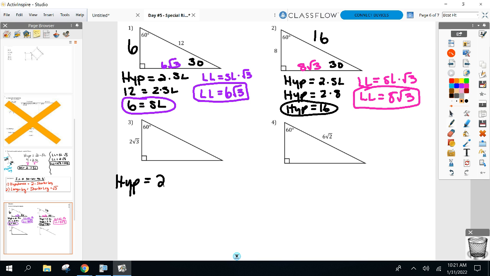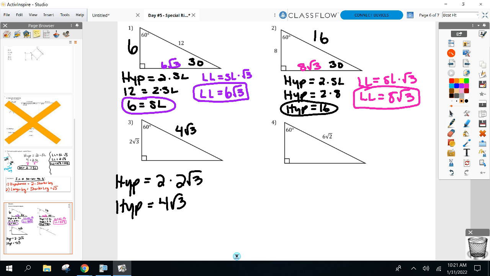Hypotenuse equals 2 times now 2 radical 3. Uh-oh. What's the deal here now? You can multiply them. That's fine. You just multiply the numbers out in front. So it's just 2 times 2, 4, radical 3, and I leave it like that. Done. Everyone all right with that? Algebra with the radicals: just multiply the numbers out in front.